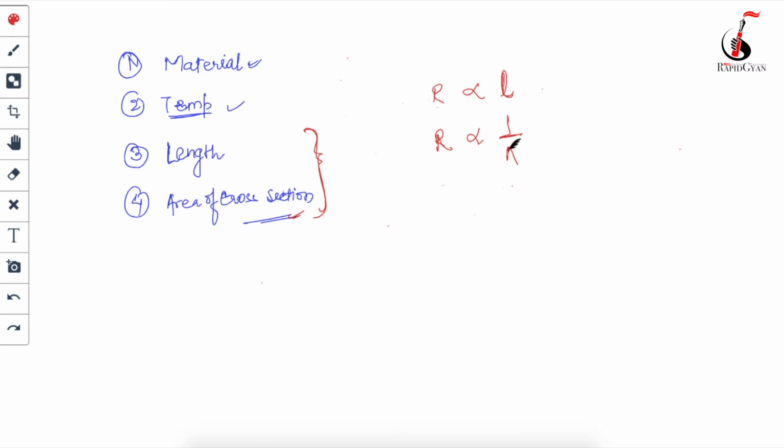Means if you increase the area of the conductor, what will happen? So resistance will be reduced. So I will just give you an example. Suppose this is a conductor. I will say the length is 1 meter and the area of cross section is, I will say, 5 meter square. And for now, suppose your resistance is 10 ohm, for example.